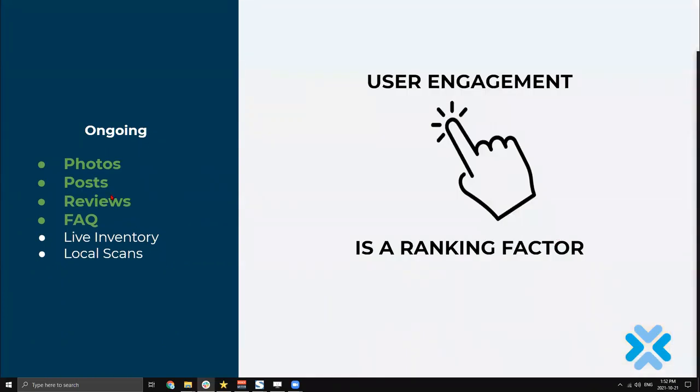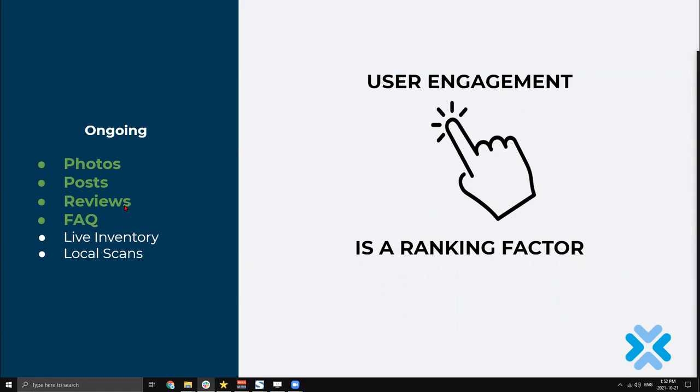So we talked about photos, posts, reviews, FAQ, all these are places where people click, right? They're clicking, they're reading, they're going back and forth. The user engagement is a ranking factor. So the fact that you've uploaded 1 million photos doesn't do anything. It's because people are clicking on it and looking at it that is the important thing.